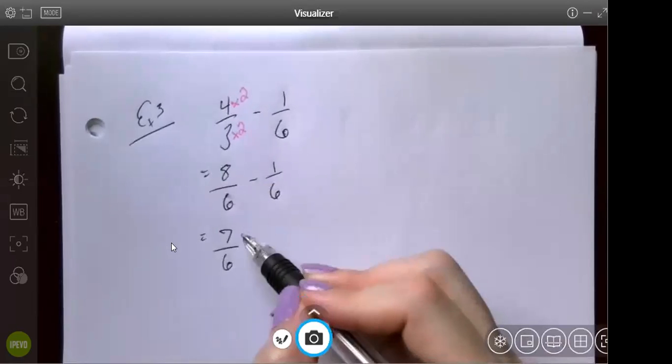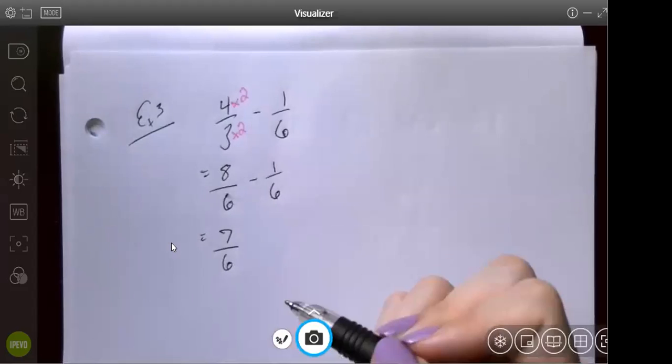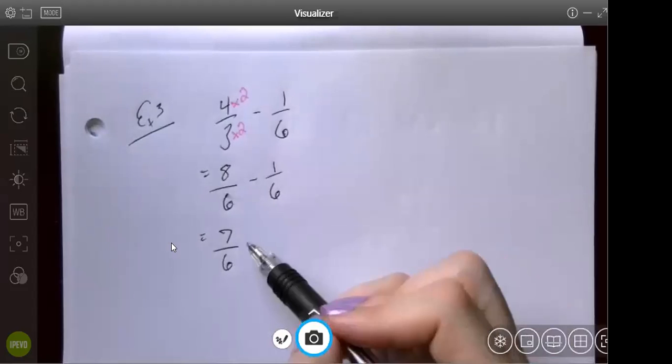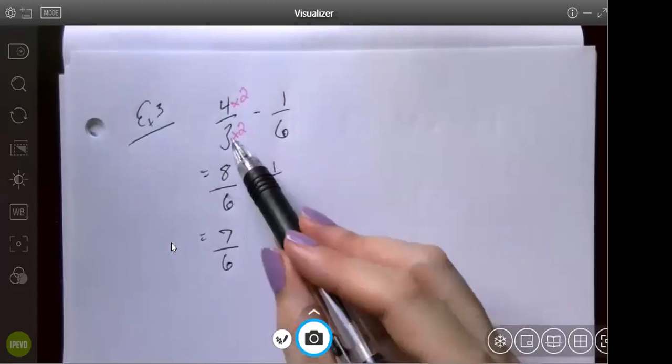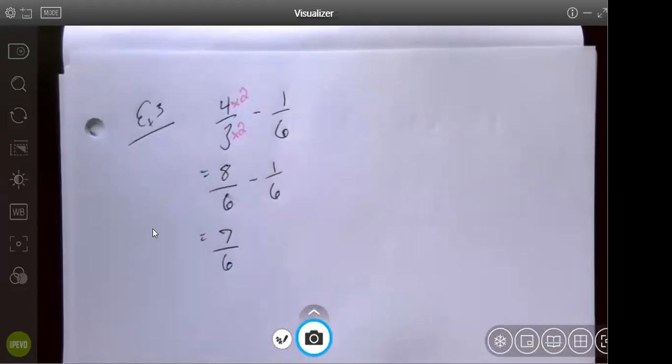That cannot be put into lower terms. 7 and 6 are not divisible by the same number, other than 1. And because we started in fraction form, we keep it in fraction form. So that would be our final answer.